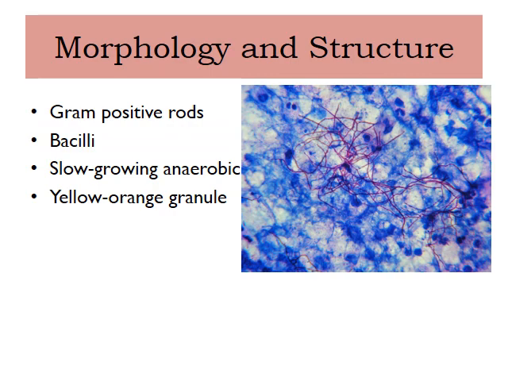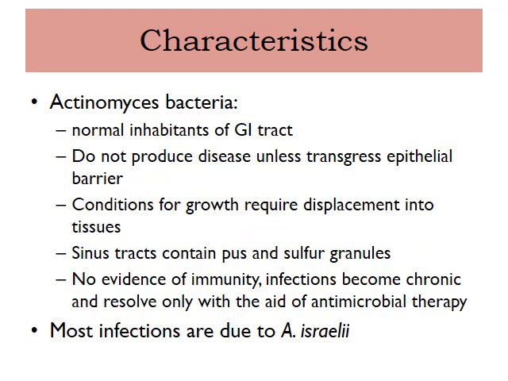But as of now, it stands that it's a gram-positive rod, which is a bacillus. It's a slow-growing anaerobe, and it has yellow or orange granules. So that's pretty much a common thing that we have. If you look at the characteristics, this is normally present in our GI tract. It does not produce disease unless it transgresses the epithelial barrier, just like an opportunistic infection. If you cut the epithelial barrier, if you have ulcers, of course, it's going to go.